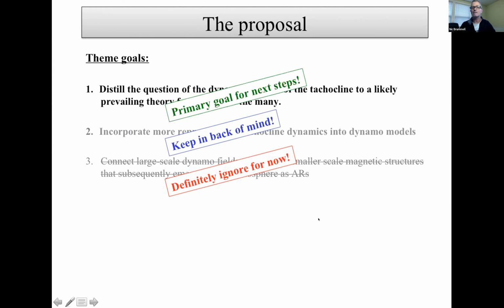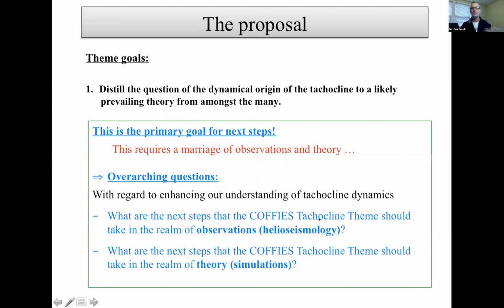But really today's primary focus is this first one, to distill the question of the dynamical origin of the Tachocline. That's what we're trying to do. So this is the primary goal for today. And really this workshop is all about how we take the next steps from where we are now. How do we move forward from this point in time?